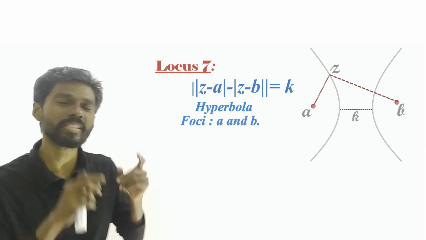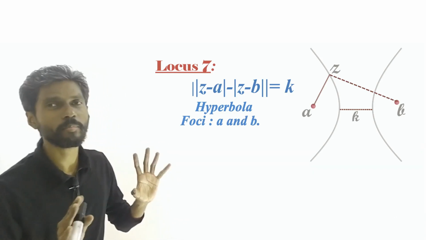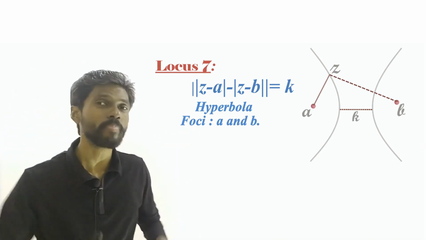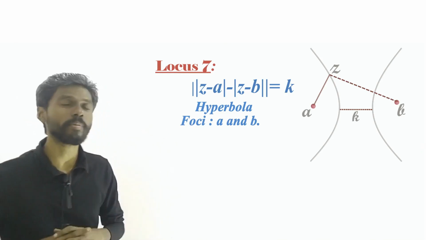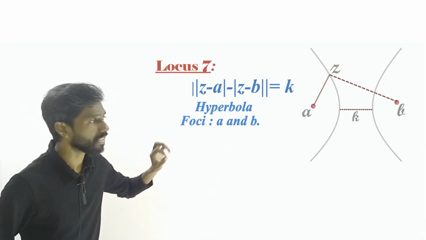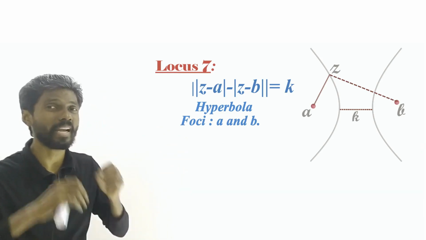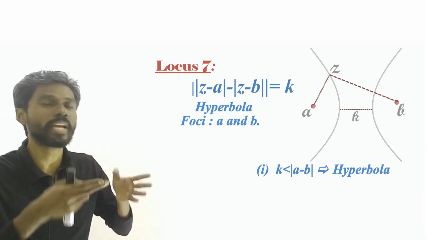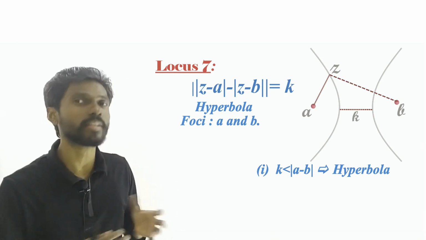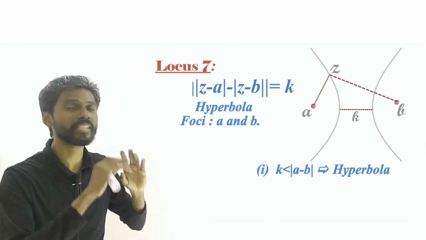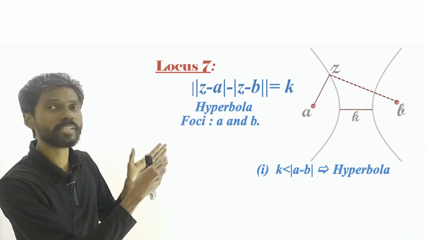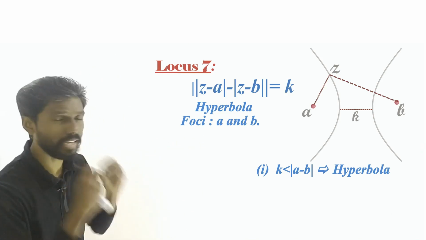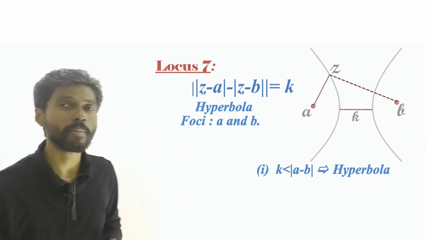So that's all for now, nothing much to know about this. Just know that an equation of this form is called a hyperbola. Again, it comes with a condition: it will be a hyperbola only when this condition is satisfied. This time k must be less than the modulus of a minus b. That is obvious, because the difference of two sides is less than the third side. In the last case, the sum of two sides was greater than the third side. Here k must be less than mod a minus b, only then will it represent a hyperbola.